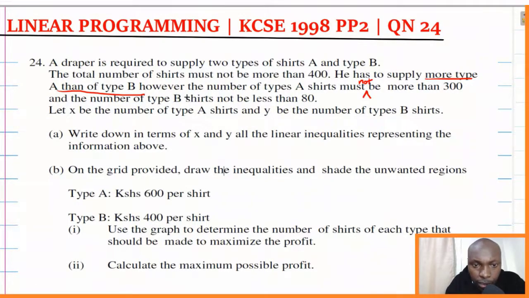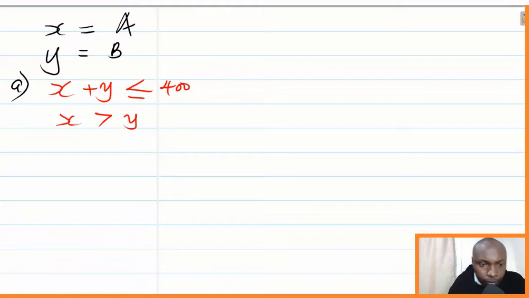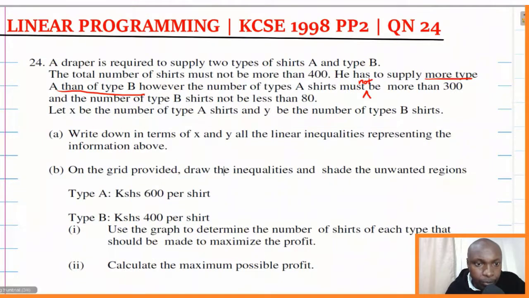Now the other inequality: however, the number of type A shirts must not be more than 300. That means that the number of shirts for type A, which is X, must be less than or equal to 300. That is the meaning of must not be more than 300.